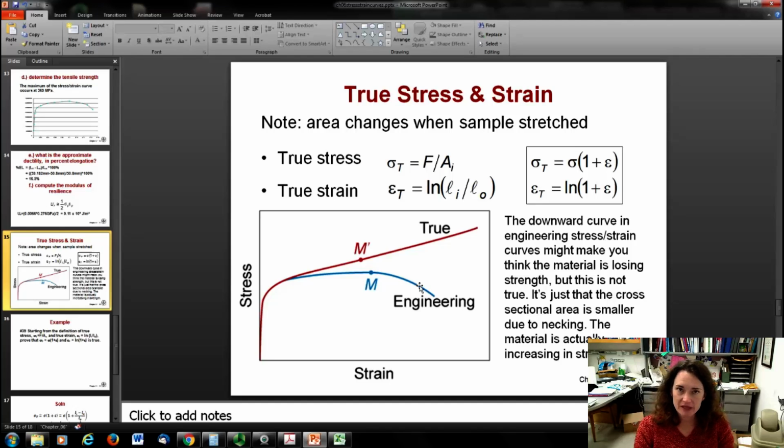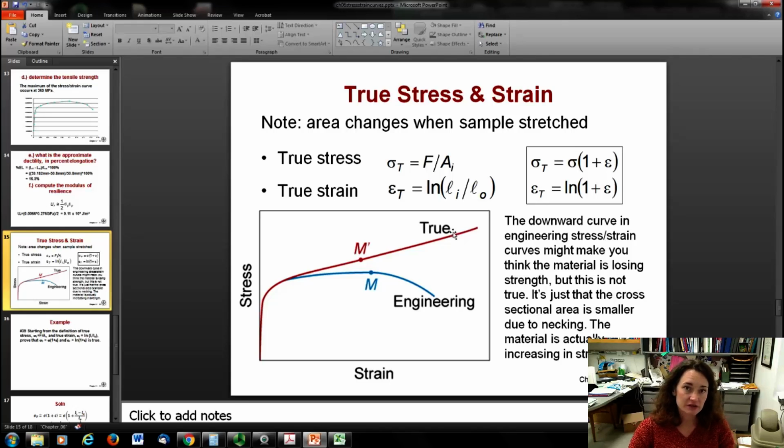What's actually happening is, remember that that neck is forming, and at that neck, your cross-sectional area is a lot smaller than it was at the beginning when it was a lot fatter. If you correct for that and instead divide by the true area as you stretch it out, then you can see that the red curve is what results, okay? And the red curve will show you that your material is actually increasing in strength as it's deformed.